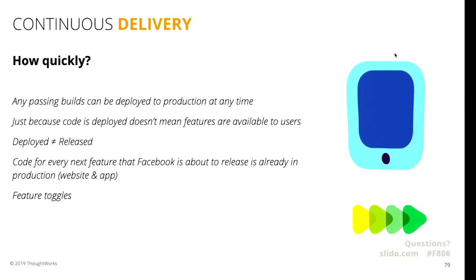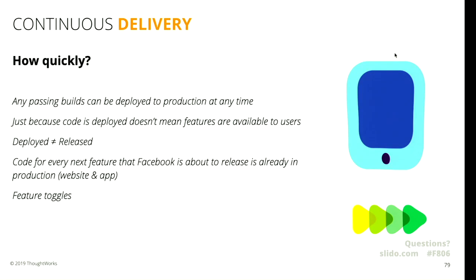So, how quickly? Like, who decides if you release today, now, tomorrow, next week? Well, continuous delivery allows you to be ready to deploy any passing builds into production. Just because the code is deployed doesn't mean it's released or available to your users, or that path is available or reachable in your flow.